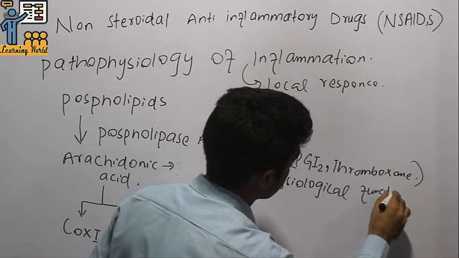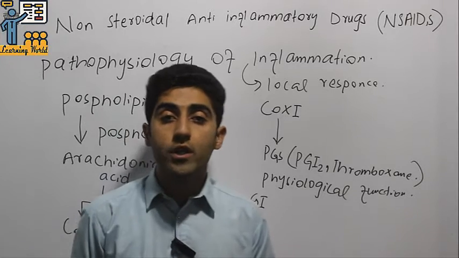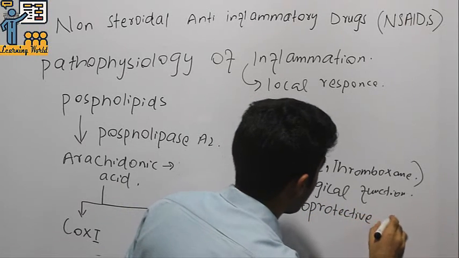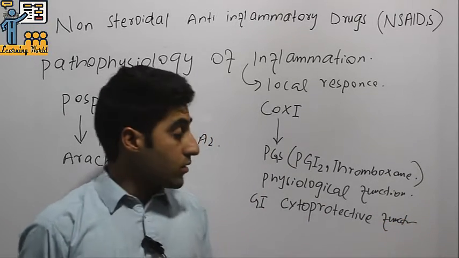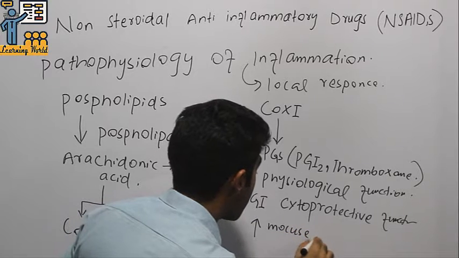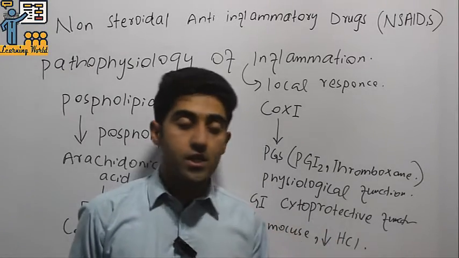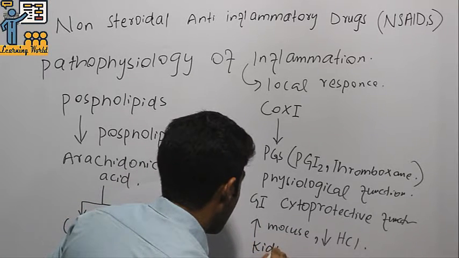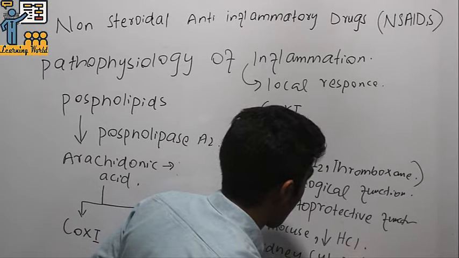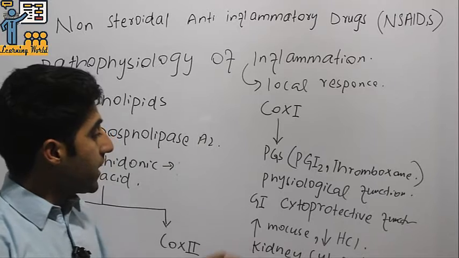Some physiological functions are their effect on the GI tract, where they provide the cytoprotective role. How do they provide the cytoprotective function? They will increase the mucus and decrease the secretion of hydrochloric acid. This is the effect of these prostaglandins on the GI tract. They will also provide cytoprotective vasodilation towards the kidney.